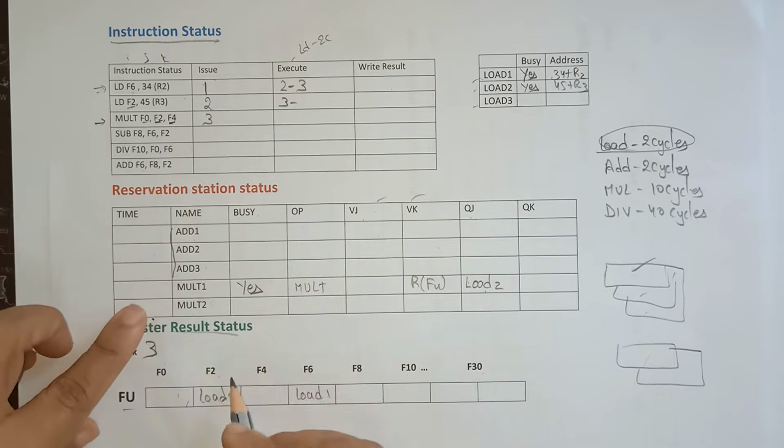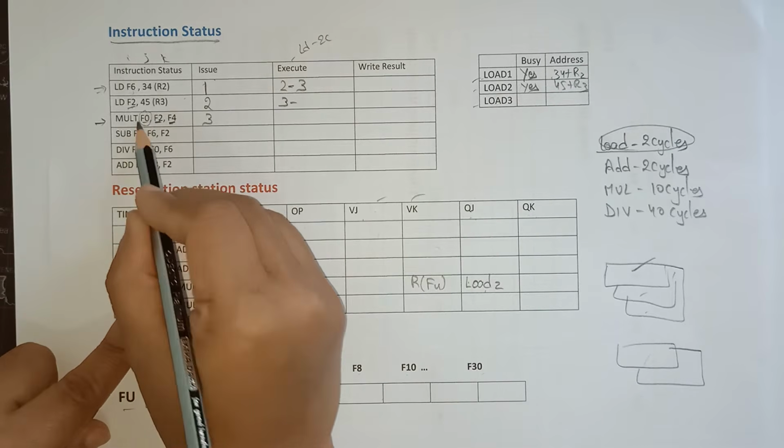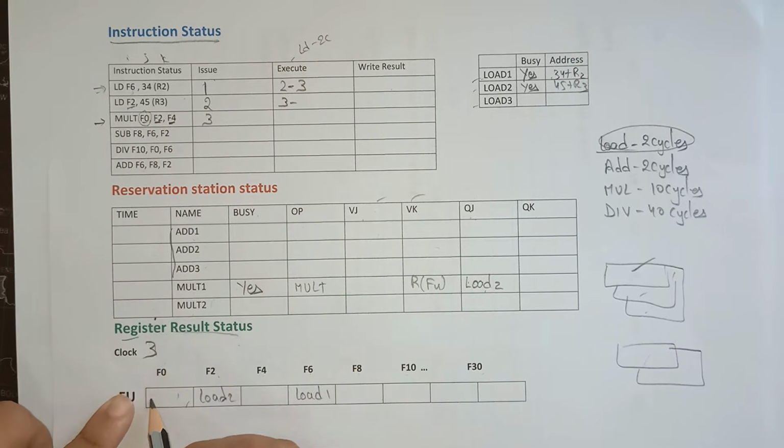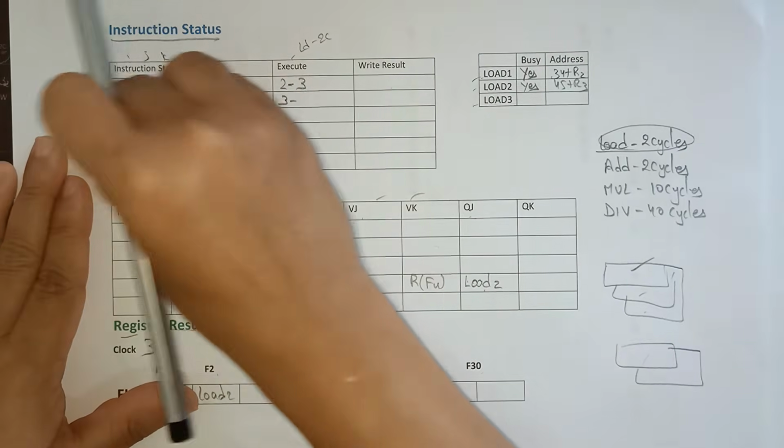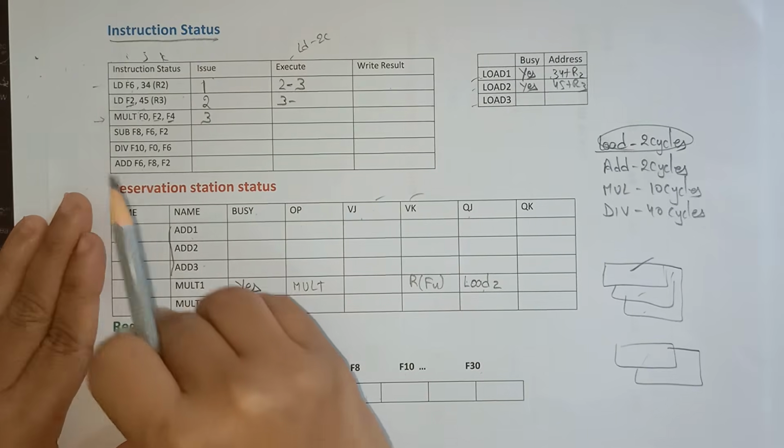Okay. So now what is the result? The result will be stored in F0. So what is F0 holding? Multiplier 1. So this is the third clock cycle. I think up to here it is clear, right? So now go with the fourth clock cycle.